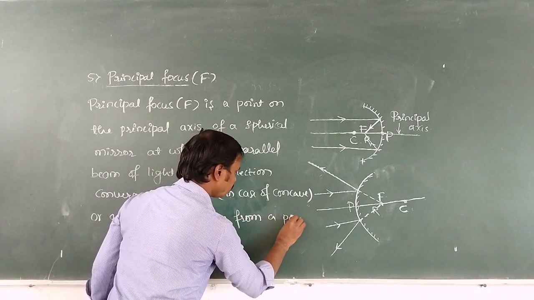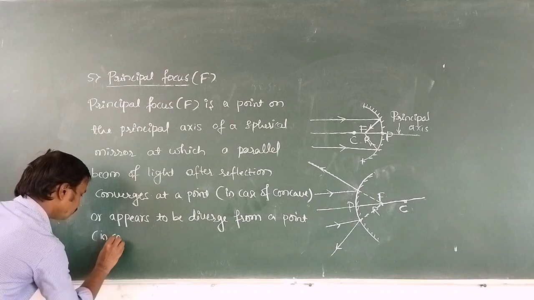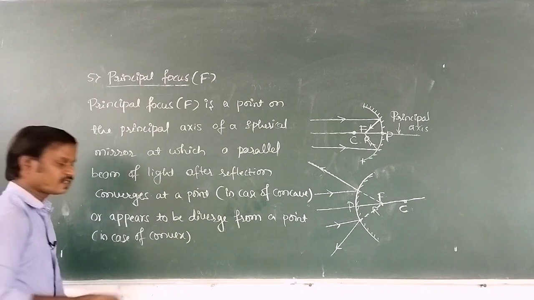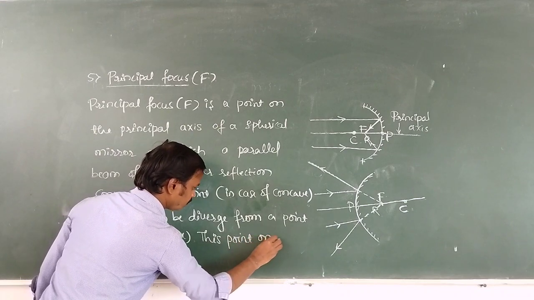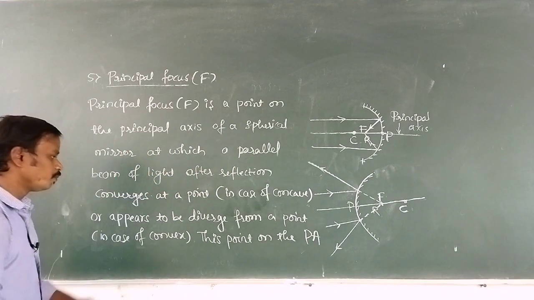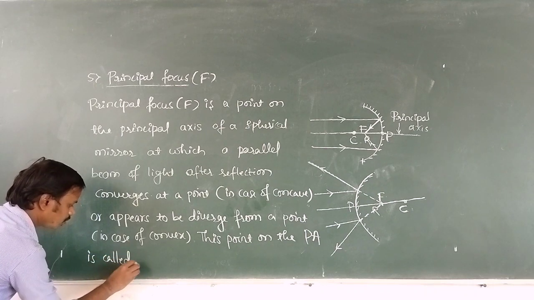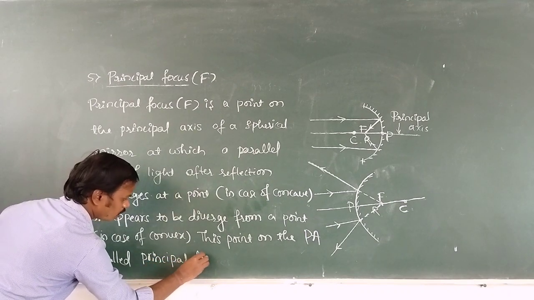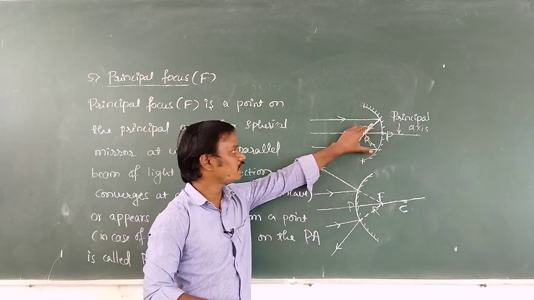Diverge from a point. This is in case of convex mirror. And this point on the principal axis, I will write in short form PA, PA means here principal axis, is called principal focus. See here, in case of concave mirror, after reflection, the reflected rays converge at a point.